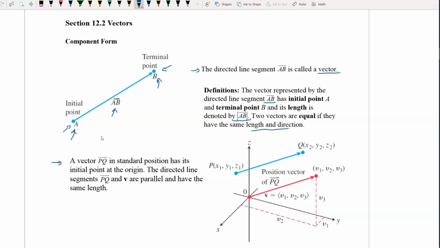Now in this part, a vector from P to Q in standard position has its initial point at the origin, which is here. The directed line segment from P to Q and V are parallel and have the same length. So what we have here is this point P, Q, this vector. This is from P to Q, and that is parallel to what we have here starting at the origin. So this point has components V1, V2, V3.